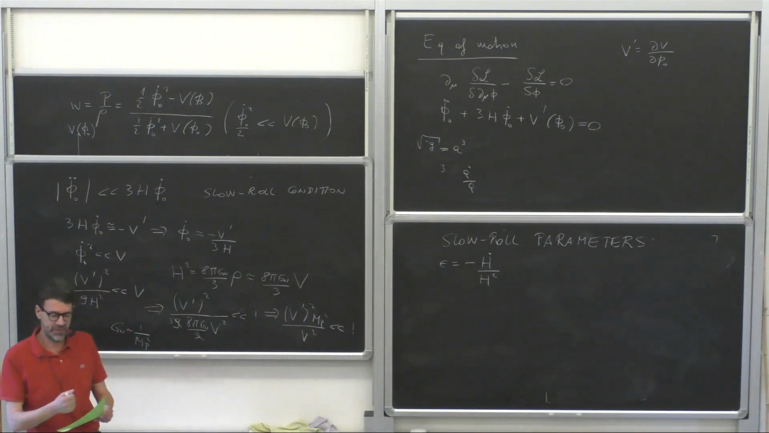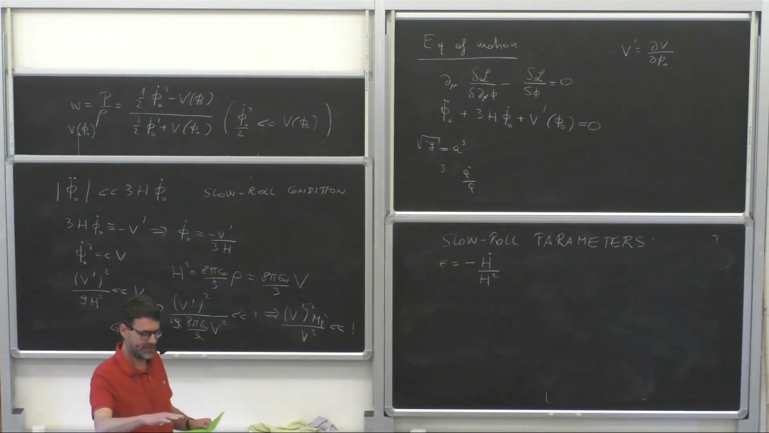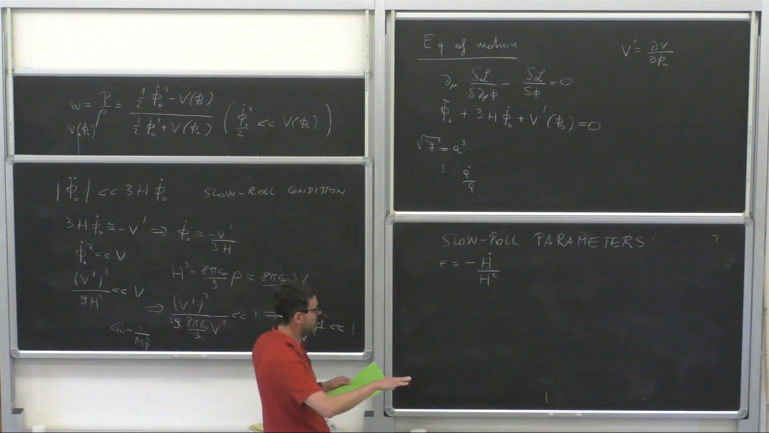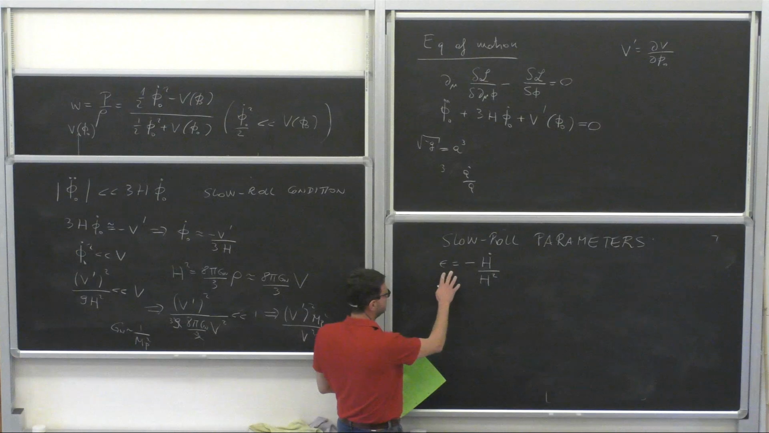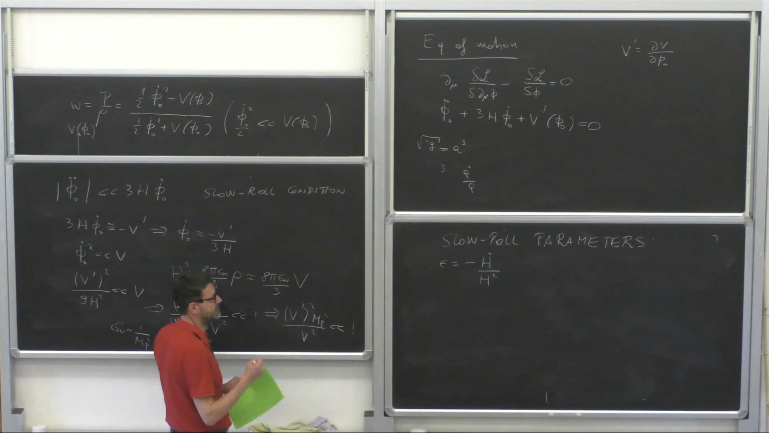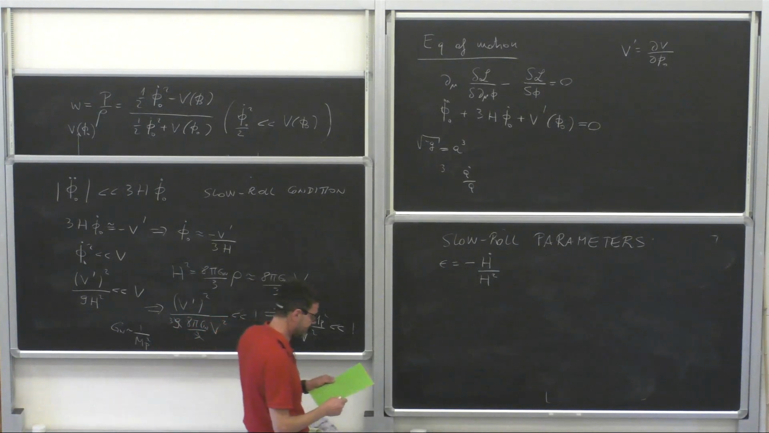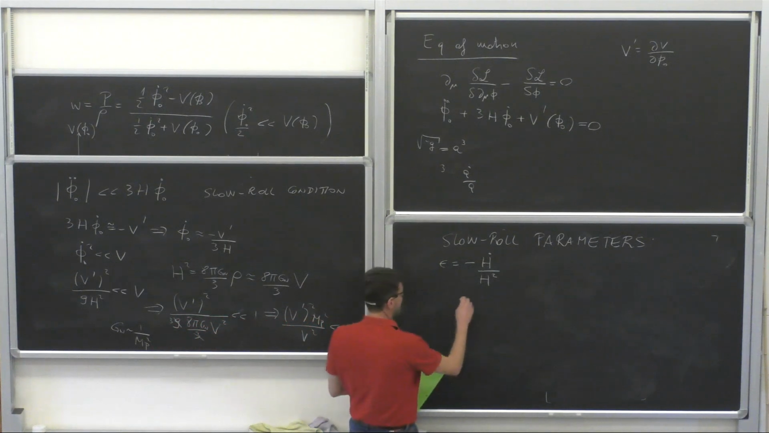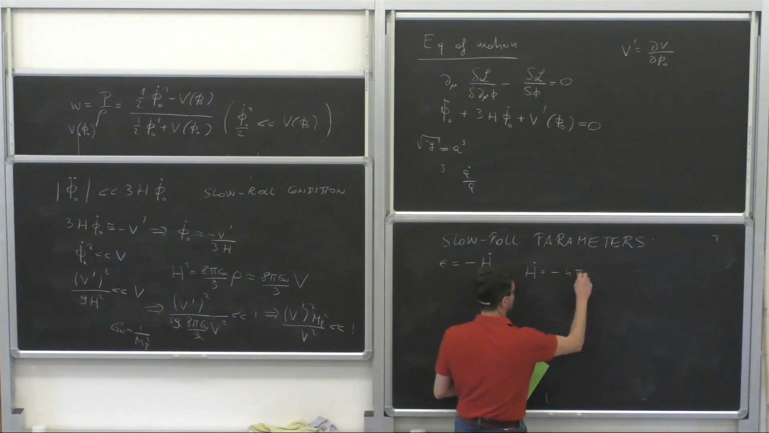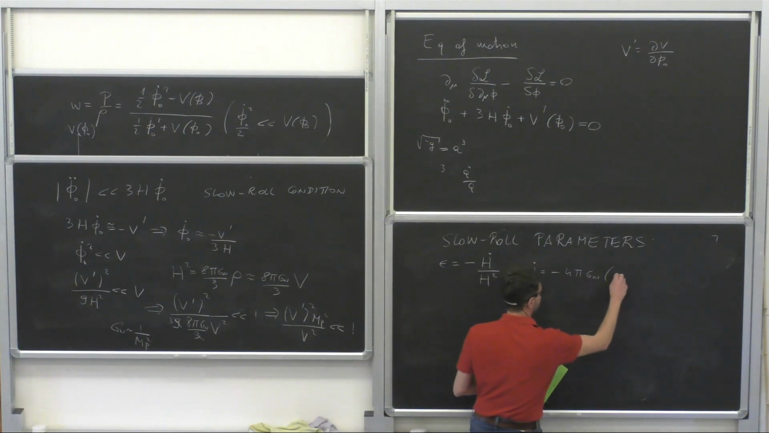Why? Because if during inflation the potential is very flat, the universe is expanding exponentially, the Hubble rate is very close to a constant as a function of time, and this parameter goes to 0 because h dot goes to 0. Of course, it's not exactly 0 because otherwise inflation will never end. And this parameter, if you remember h dot, I can also write it as minus 4 pi G Newton times rho plus p.